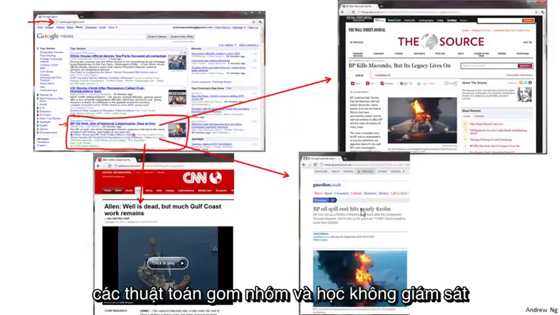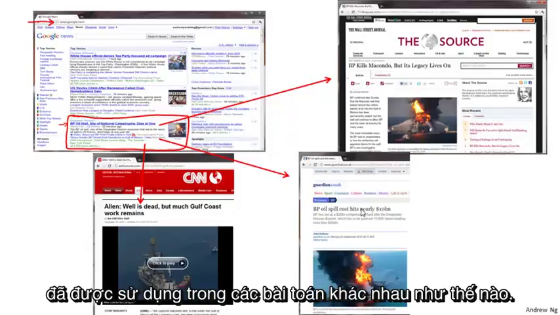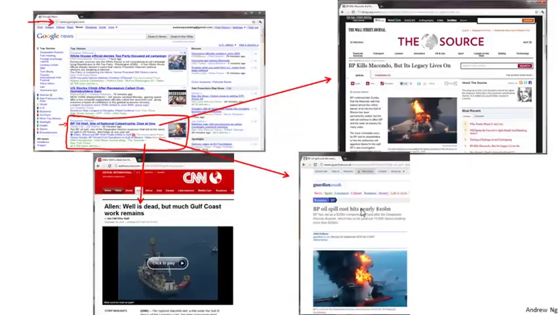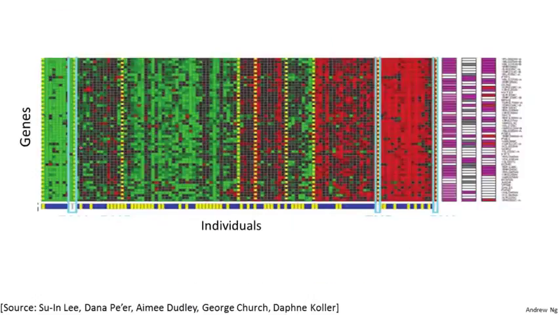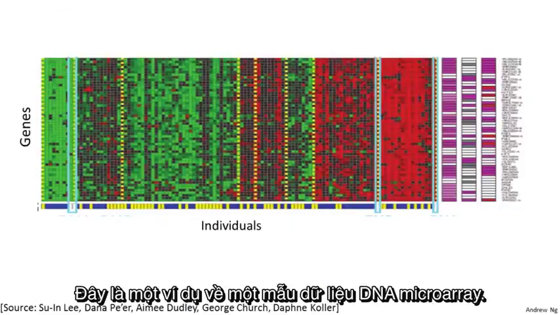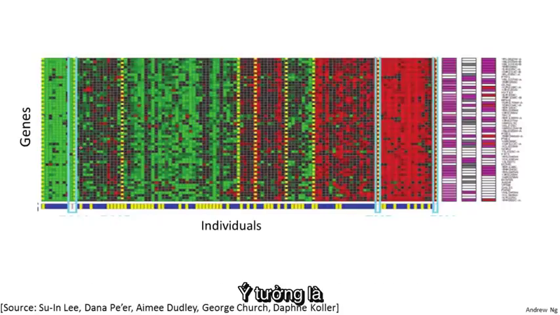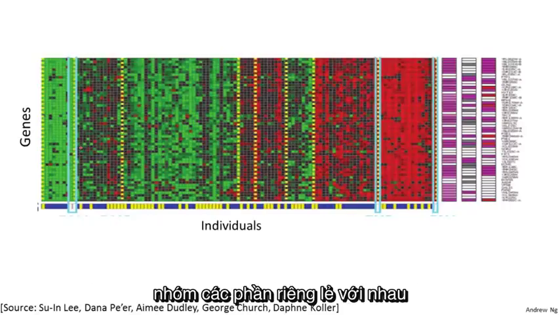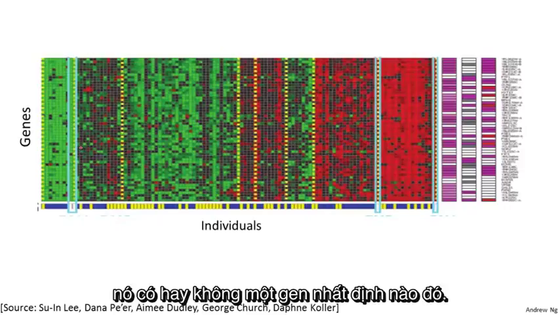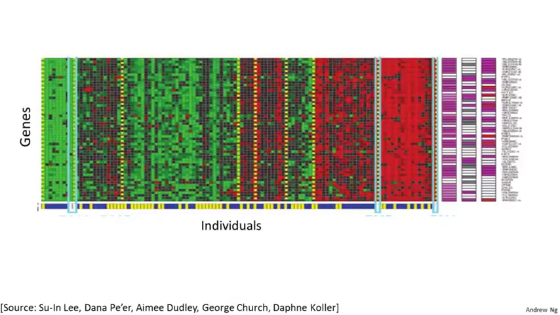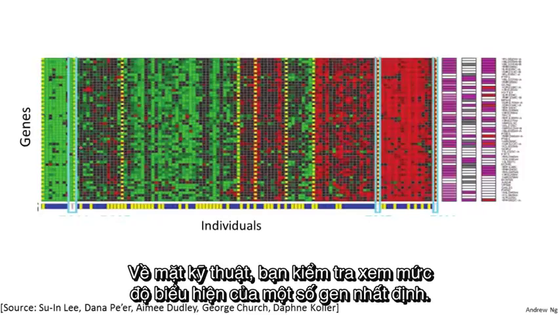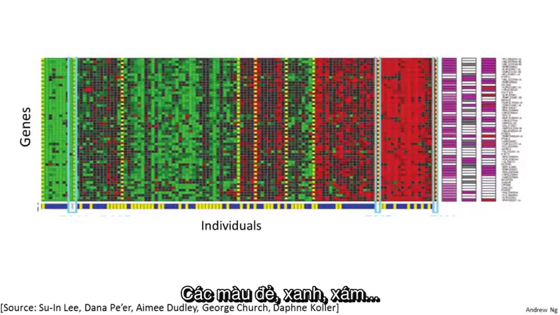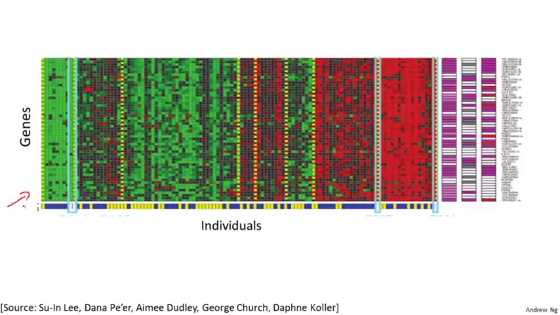It turns out that clustering algorithms and unsupervised learning algorithms are used in many other problems as well. Here's one on understanding genomics. Here's an example of DNA microarray data. The idea is you get a group of different individuals, and for each of them, you measure how much they do or do not have a certain gene. Technically, you measure how much certain genes are expressed. So these colors, red, green, gray, and so on, show the degree to which different individuals do or do not have a specific gene.